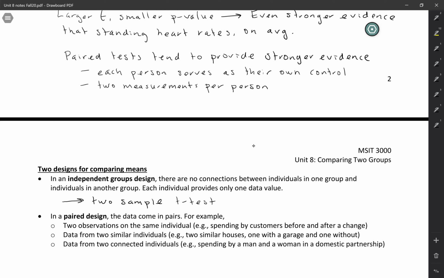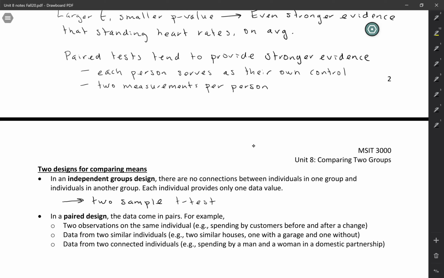In a paired design, the data come in pairs. So there's multiple ways that we could get this. In the example we saw with heart rates, it was 2 observations on the same individual, and that's a common setup. But you could also have data from 2 similar individuals. So the example I have here, if you were trying to figure out whether garages make a difference for price, you might match up a bunch of houses. So you have houses that are similar in terms of square footage and that kind of thing, but one has a garage and one doesn't.